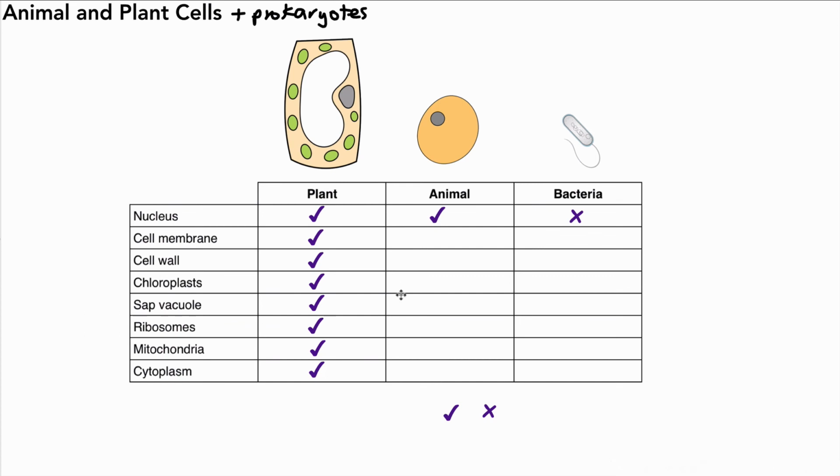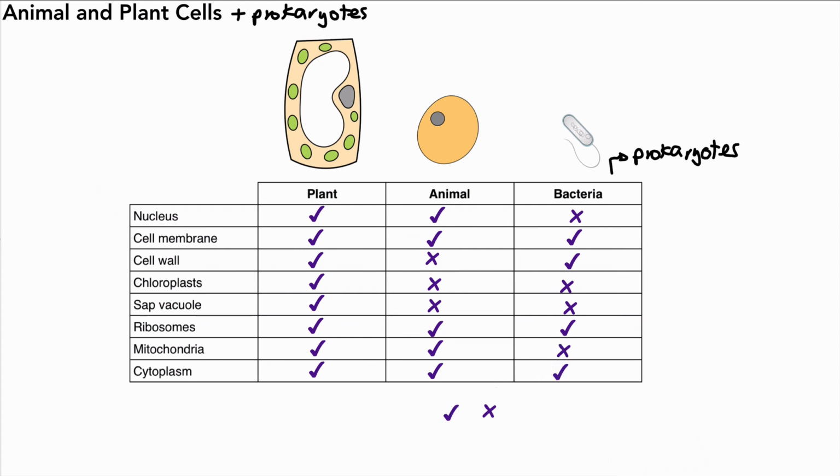What about our animal cell? We have a cell membrane, we do not have a cell wall or chloroplasts, nor do we have a sap vacuole, but we have the other 3 parts, the ribosomes, mitochondria and cytoplasm. What about bacteria or prokaryotes? Just to make sure you know we're talking about prokaryotes when we talk about bacteria, they have a cell membrane, they have a cell wall just like plants. They do not have chloroplasts nor a sap vacuole, but they do have ribosomes. They don't have mitochondria, but they do have cytoplasm.